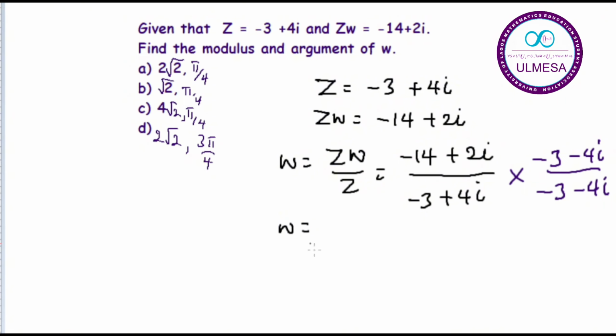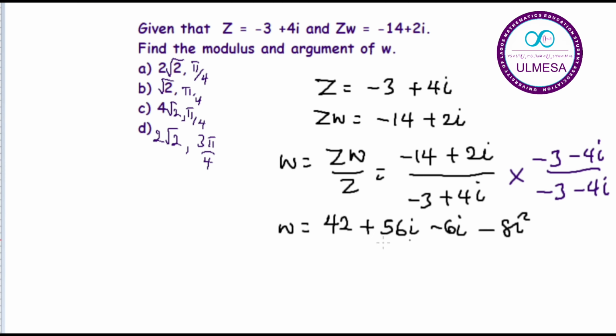minus 14 times minus 3, that is 42. Of course, the minus changes to plus. Minus 14 times minus 4i, that's a plus 56i. That should be 56. Yeah, 56i. So plus 2i times minus 3, that's a minus 6i. Minus 6i, then a minus 8i squared.